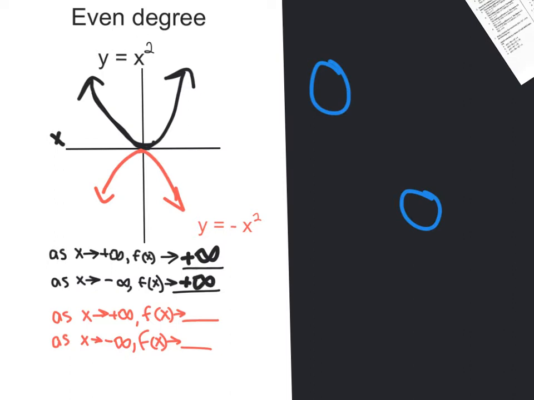And looking at the red one, obviously, as x approaches positive infinity, where are your y values? It's down here. So as you go to positive infinity, you're going to negative infinity. And as x goes to negative infinity, well, you're also going to go to negative infinity. I hope this helps, just to help you out with the notation.